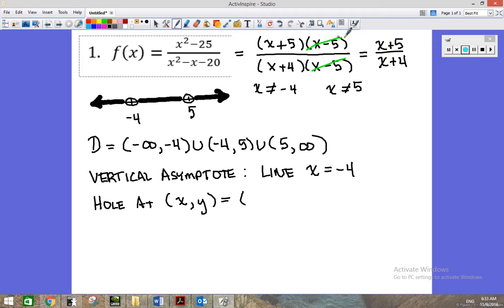It was coming from the factor that canceled. And now I plug in that 5 into the reduced function. If I plug it back into the original function, I'm going to get 0 divided by 0, which is undefined. But in this reduced form, I get 10 over 9. 5 plus 5 is 10. 5 plus 4 is 9. And I'm just going to leave it as an improper fraction. So those are the two values that they wanted.